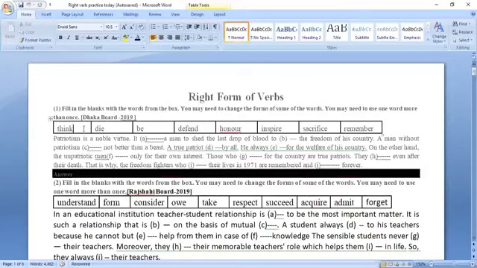For example, you see the word here in the blanks. Think, die, be, defend, honor, inspire, sacrifice, remember. I hope all of you know the meaning of the words. First of all, let's go to the passage. Patriotism is a noble virtue. It dash a man to shed the last drop. Here the verb is shed, to shed. To shed the last drop of blood, to dash the freedom of his country.